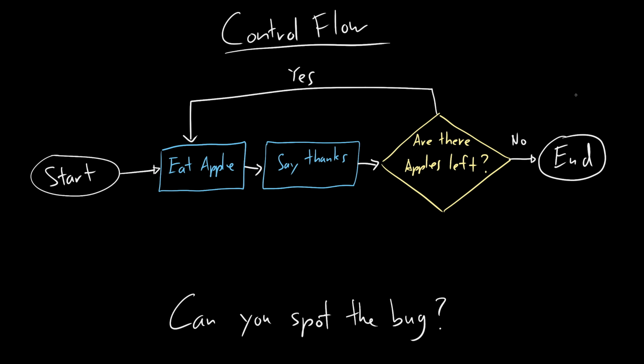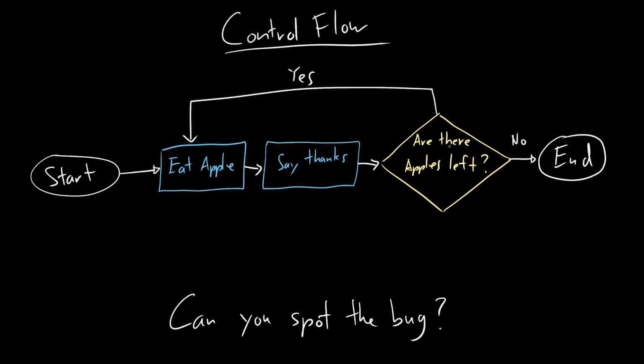Now today we're going to learn a new kind of control flow. It's called loops. Now as you can see here on the screen, this is basically a loop control flow. Let's just go through it and see how it works. So we start here, and then what we want to do is we want to eat an apple. That is the first instruction. And after that instruction, the arrow says we should say thanks, because you have to be polite.